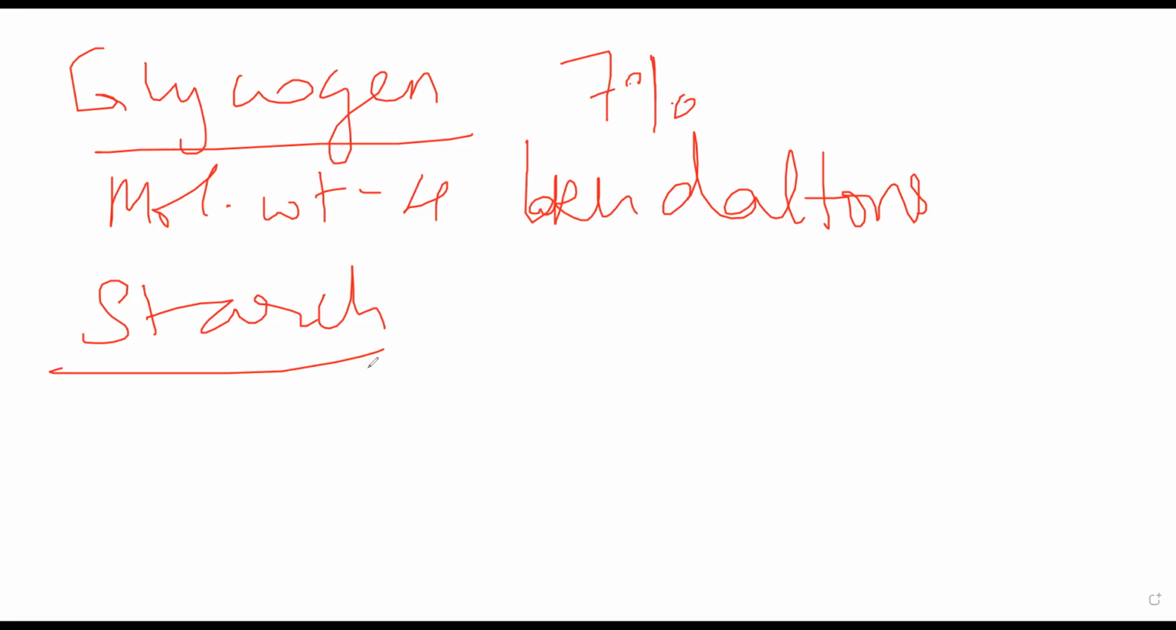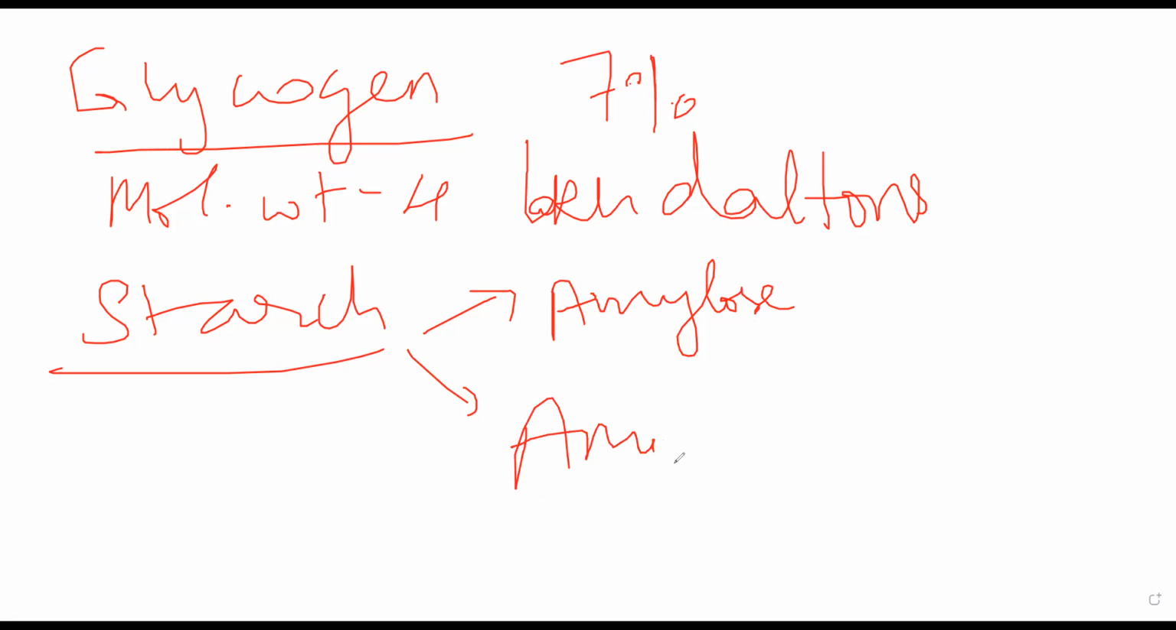That is making up starch. Okay. Now if you break down starch, you have two different components. Now I'm not talking about breaking it down into the simplest units. If you break down starch a little bit, you will get amylose and amylopectin. Now if you break down amylose and amylopectin even further, then you will get glucose.